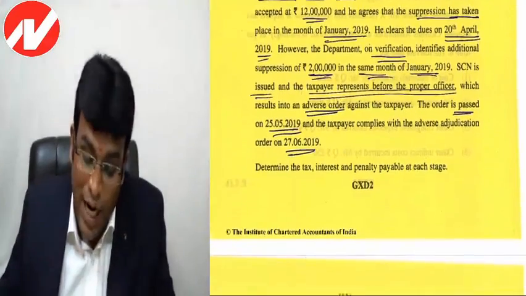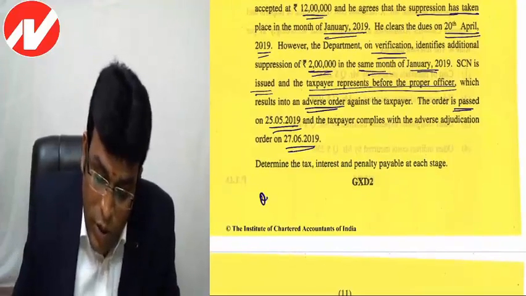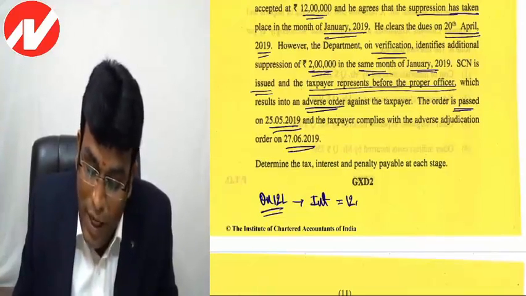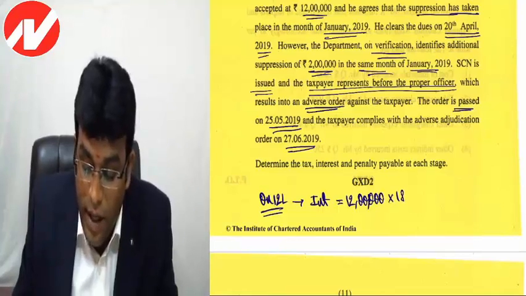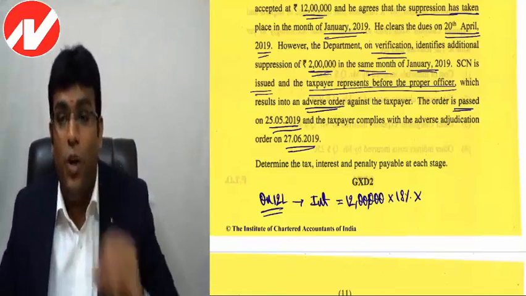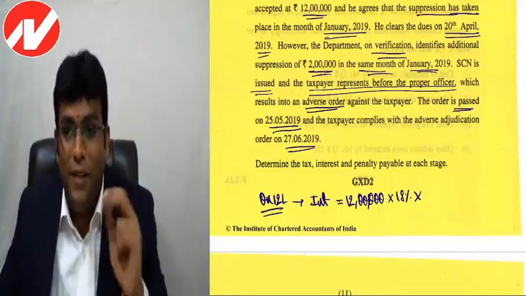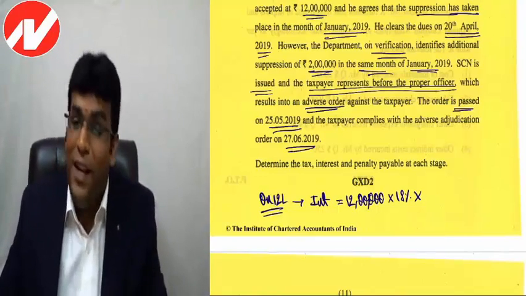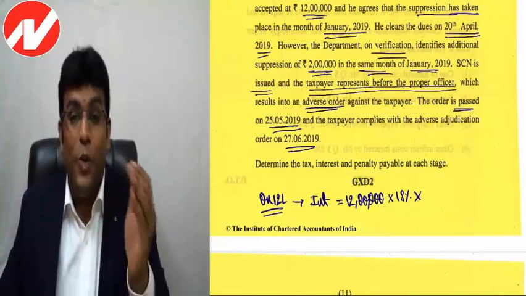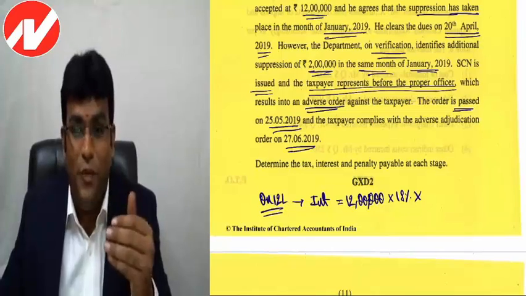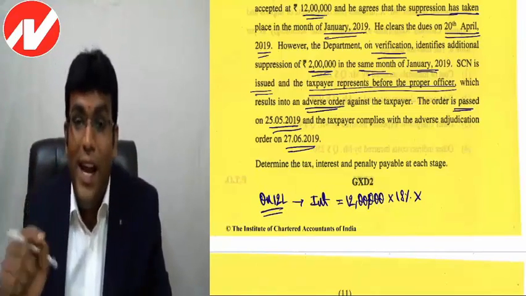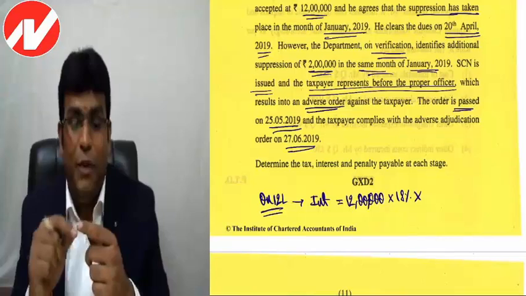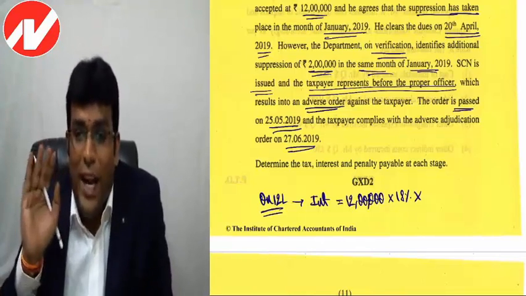If I start working out the 12 lakh story, what will be the interest? Interest will be 12 lakhs into what rate? 18%. In how many days? They clearly told in the question that suppression has taken place in the month of January. That could be in the January return, and in January we will file the return on 20th January, so we'll start calculating interest from 21st January. But if you assume that it is related to January month, then the return is filed on 20th February, and interest will start from 21st February. It's your assumption that you have to take and solve the problem.